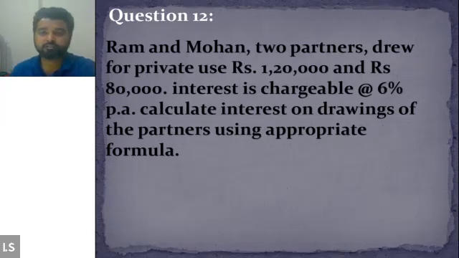So question number 12 says that Ram and Mohan, 2 partners, drew for private use 1,20,000 rupees and 80,000 rupees. Interest is chargeable at 6% per annum. Calculate interest on drawing of the partners using appropriate formula. All right. So see, in this question, Ram and Mohan have withdrawn a total fund of 1,20,000 and 80,000. Okay. And interest rate is 6% per annum.